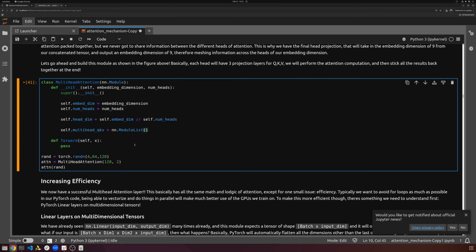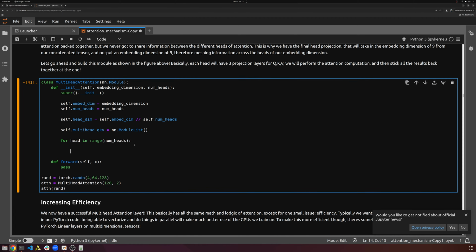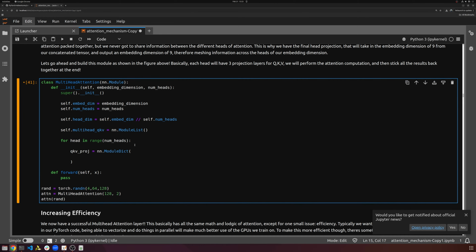So otherwise, it's just a regular list. And we're gonna do for head in range num heads. Right. So we're gonna loop through. We're gonna do QKV proj is equal to nn.ModuleDict. So this is going to be a dictionary, and it's a module dict. I don't think we've seen this actually. It's just a regular dictionary. It's just a PyTorch dictionary, and inside this dictionary we provide it, just like every other dictionary, the keys and the values. Right.